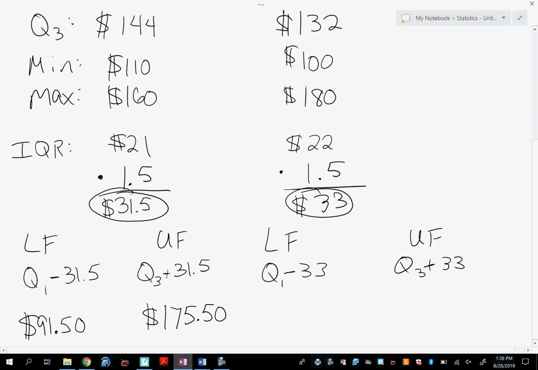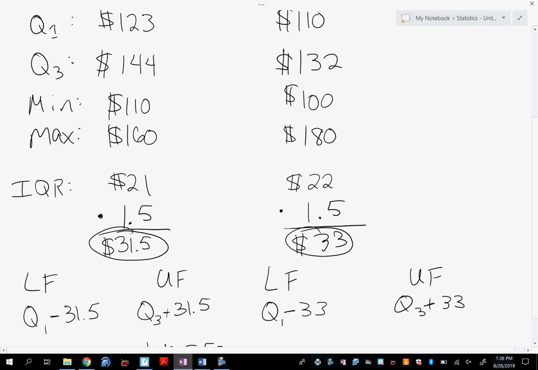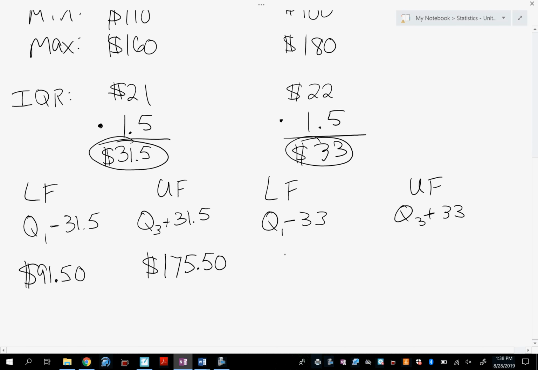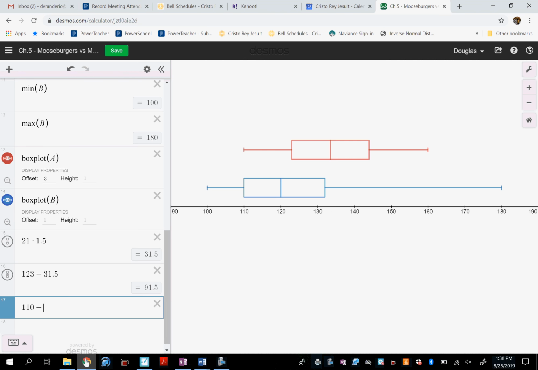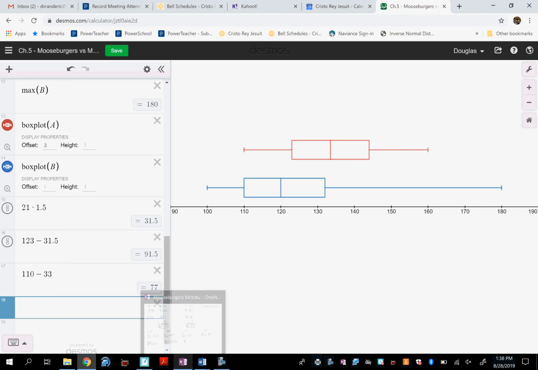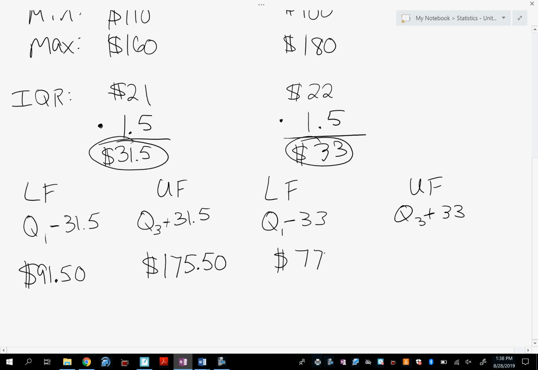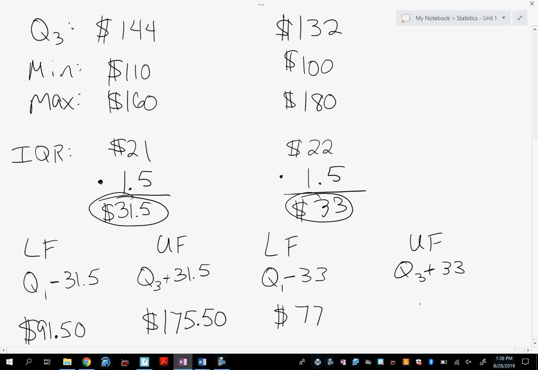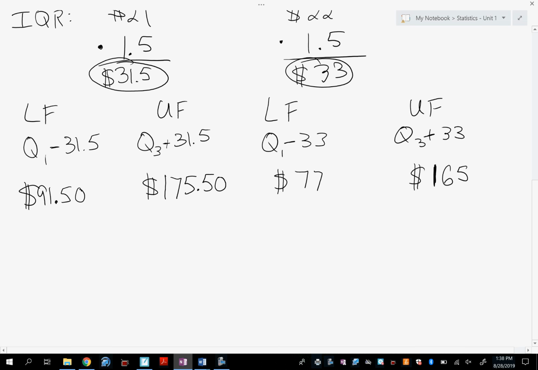And then for McTofu on the other side, what is 110 minus 33? What is 110 minus 33? 77. And what is 132 plus 33? Excellent. All right, now I'm going to pause here. I'm going to make sure we're all good. Who has questions about what we just did? Ask them, please.